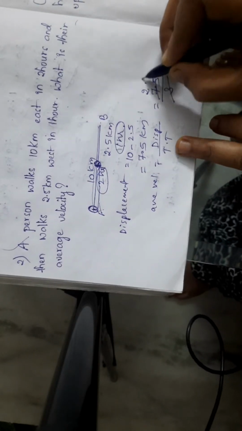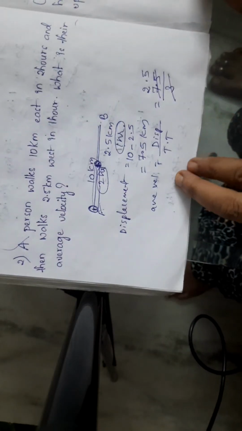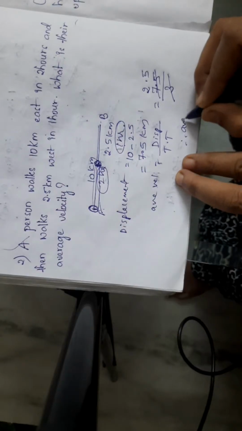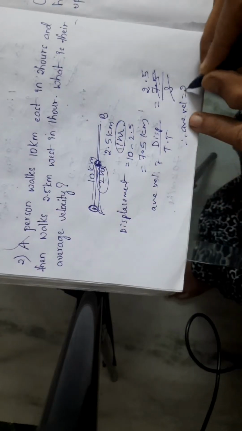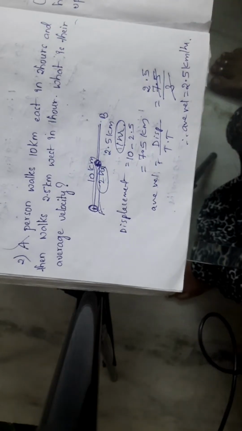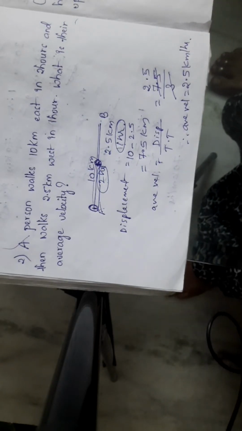3 2s are 6, 3 5s are 15. So we got the answer as 2.5. Therefore, the average velocity is 2.5 kilometer per hour. Now let's start the next question.